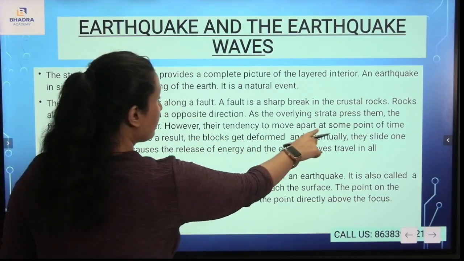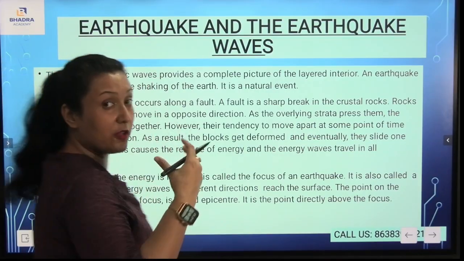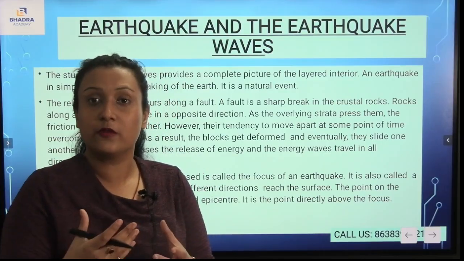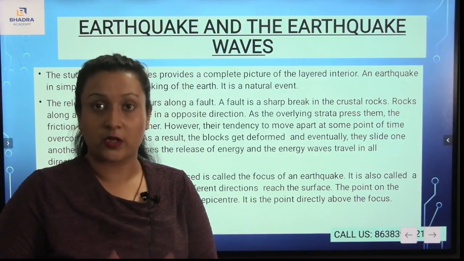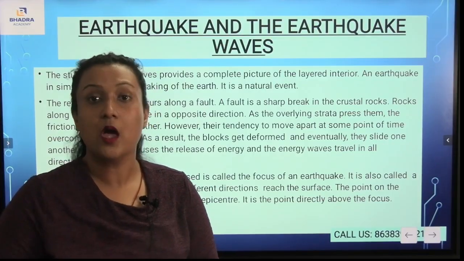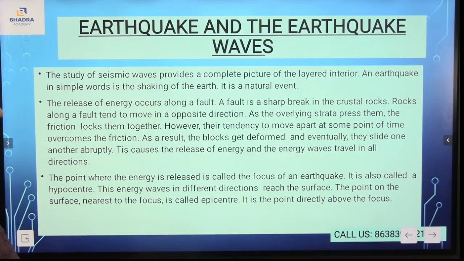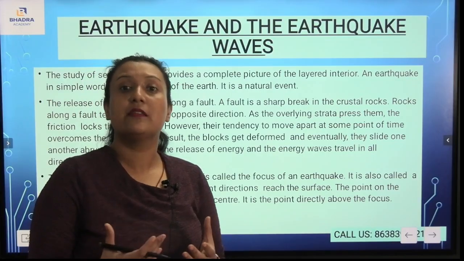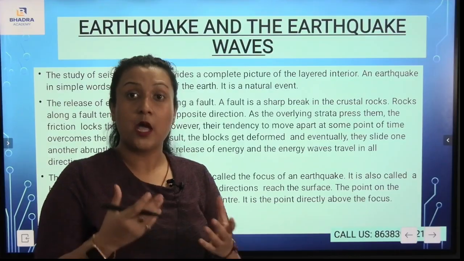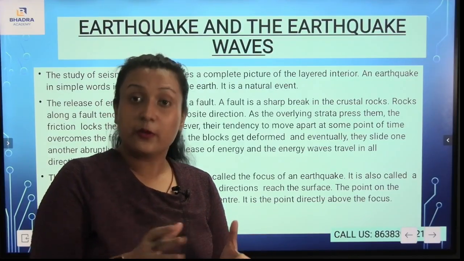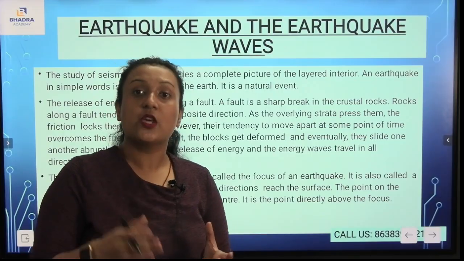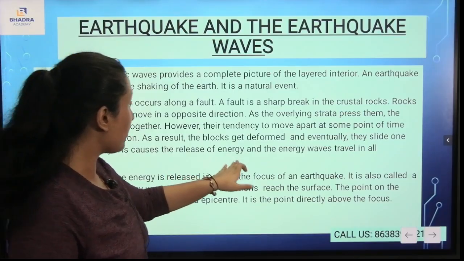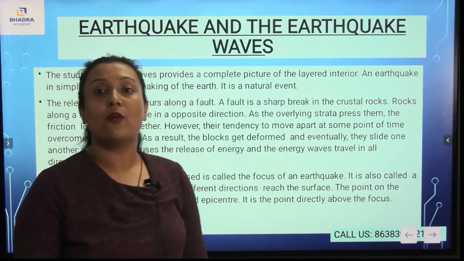Now you see, their tendency to move apart at some point overcomes the friction. If there is sliding or moving of the rock, it will be overcoming the friction, which means the friction will not be balanced. As a result, the blocks get deformed and eventually slide one after another abruptly. This causes the release of energy, and the energy waves travel in all directions. With the help of the fault only, there is the release of energy. When the friction is overcome due to the abrupt shaking of the rock, this release of energy causes the earthquake, and those energy waves travel in all directions.